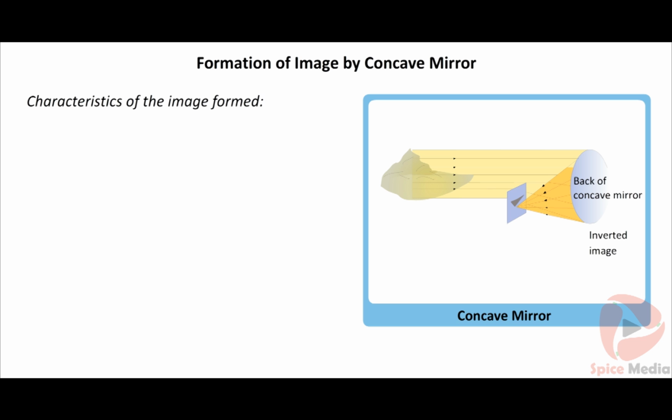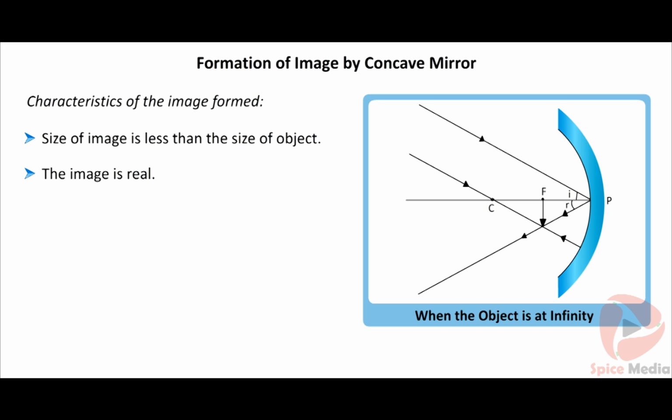The image formed has several characteristics. The size of the image is lesser than the size of the object. Since the parallel beam of light exactly meet at a point, it forms a real image.